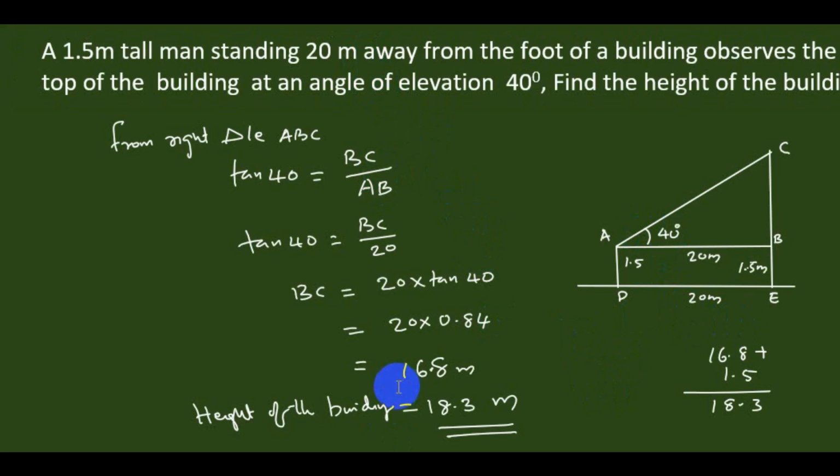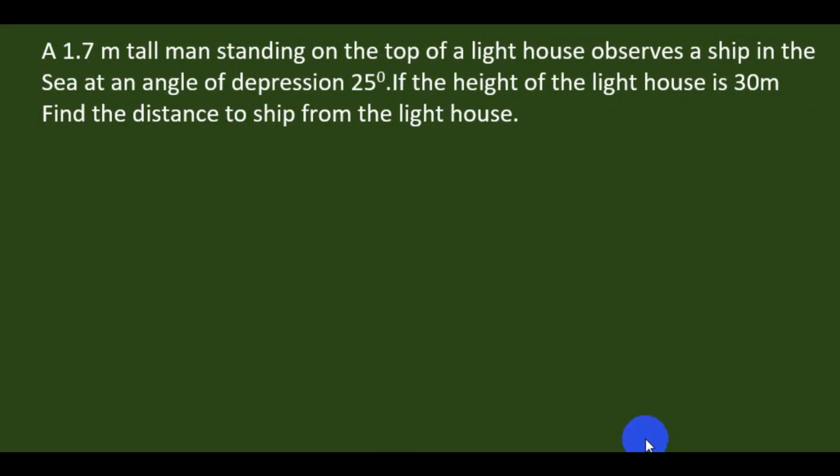Okay, now let us go to the next question. Read the second question. A 1.7 meter tall man standing on the top of a lighthouse observes a ship in the sea at an angle of depression 25 degree. If the height of the lighthouse is 30 meter, find the distance to ship from the lighthouse.